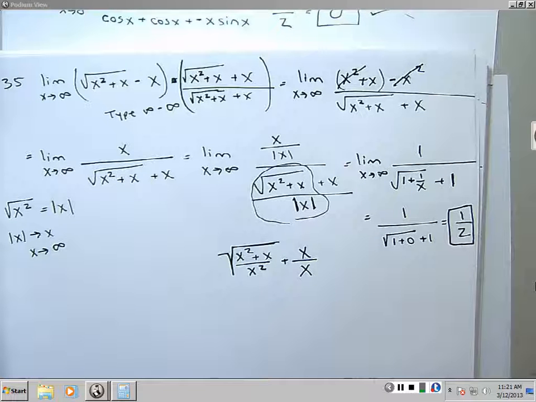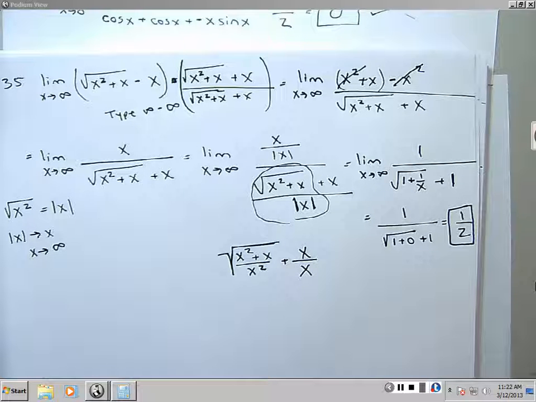If I have a plus b over c, I can write that as a over c plus b over c. That's just what I did here. So I changed my c to look like the square root of x squared when I divided by a. You can put the square root under the radical because, if I have the square root of a over the square root of b, I can write that as the square root of a over b.